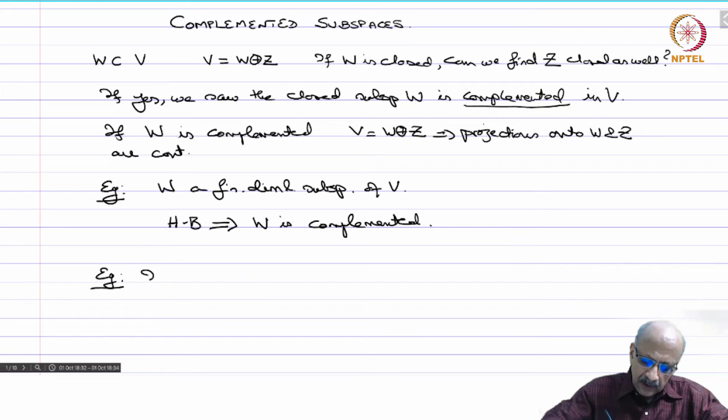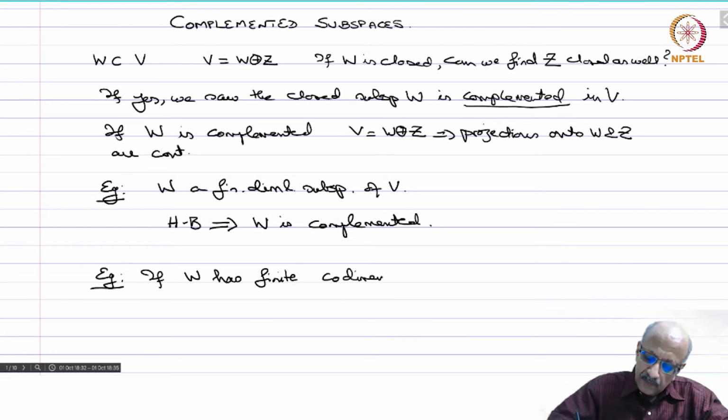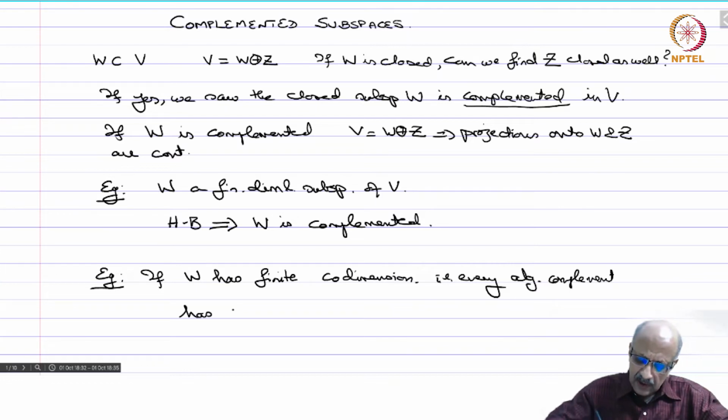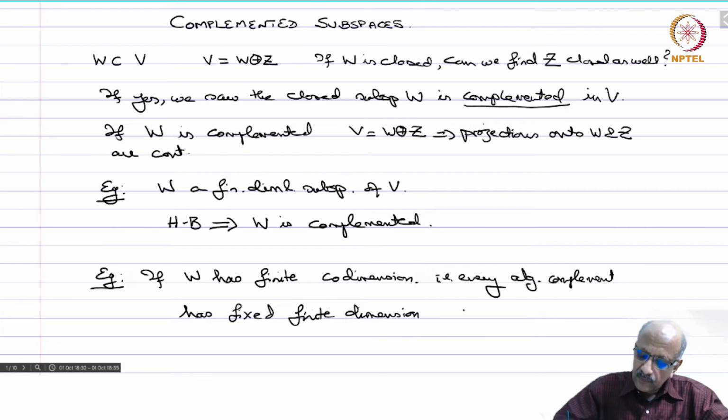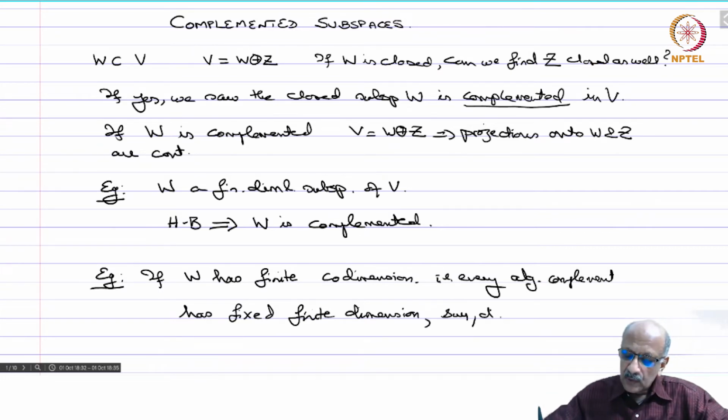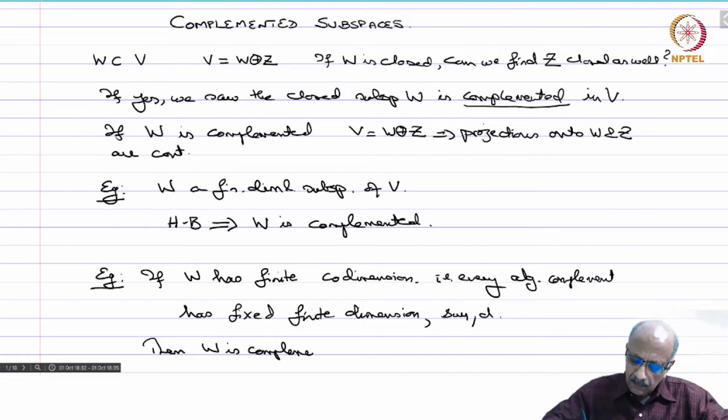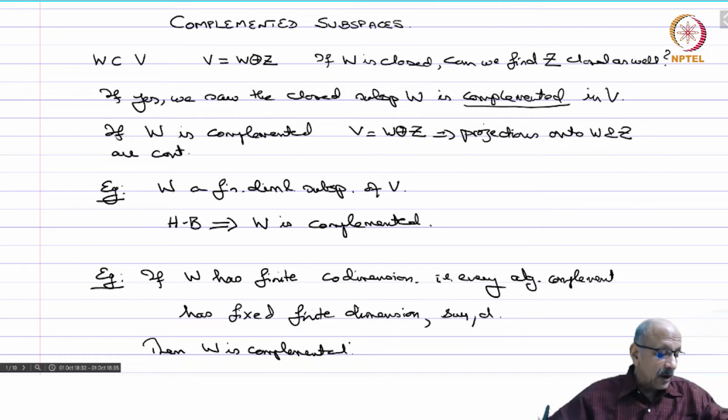Another example, if W has finite codimension, that is, every algebraic complement has a fixed finite dimension, say D. Then we say W has finite codimension D. Then W is complemented. Why? Because any algebraic complement has finite dimension, so it is automatically closed, and therefore trivially this is an acceptable decomposition. So how do these finite codimension spaces happen?